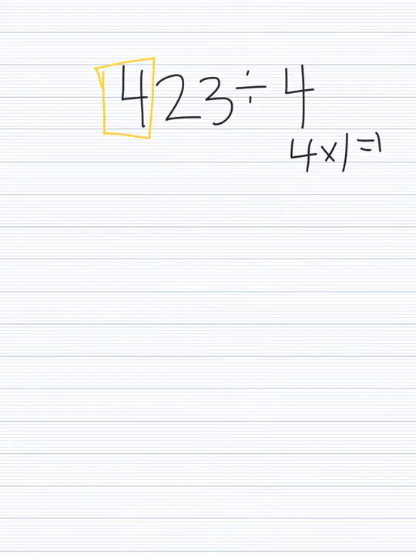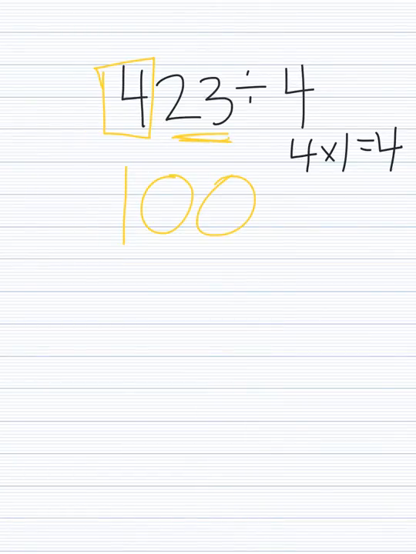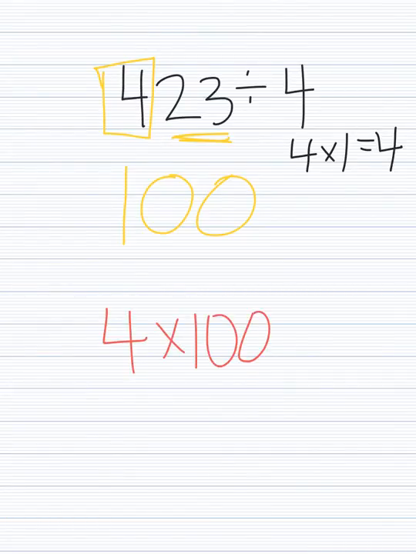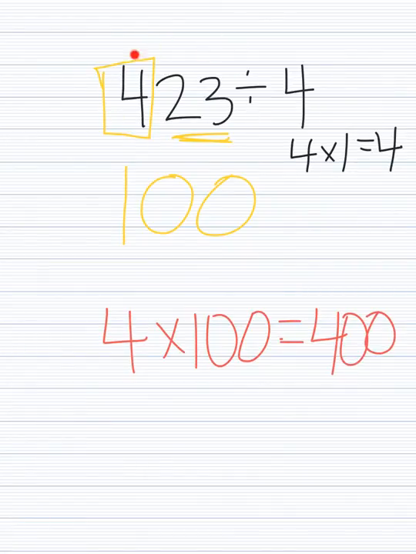So in this case, I would list my facts, which is going to be pretty short here. 4 times 1 equals 4. So 4 times what equals 4? 1. And then you have these two numbers here. So you just add on those 2 zeros. And then just a quick check to see if it's reasonable. You do 4 times 100, which equals 400, which is very close to our beginning of 423.